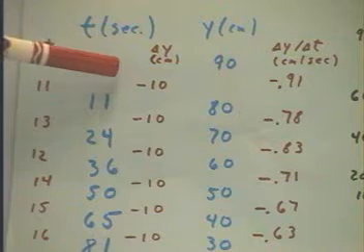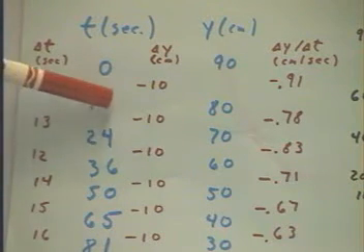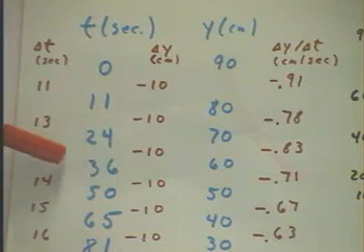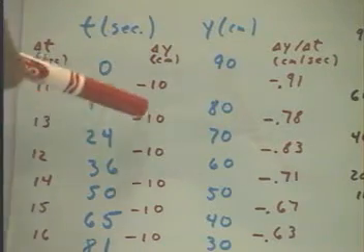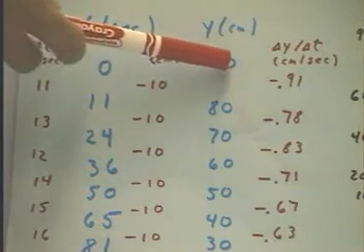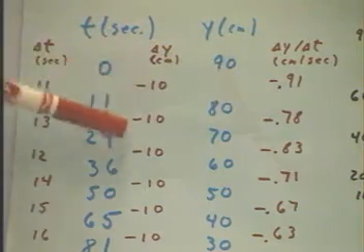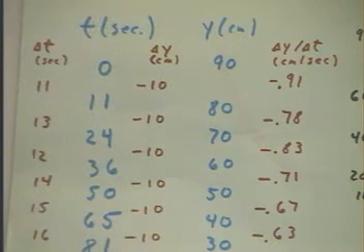Between clock time t equals 0 and t equals 11, there's an 11-second interval. Between 11 and 24 it's a 13-second interval. Then 24 to 36 is a 12-second interval, and so on. Each depth interval is the same. We go from 90 to 80, that's a depth interval of negative 10. 80 to 70, negative 10. Every depth interval is negative 10.